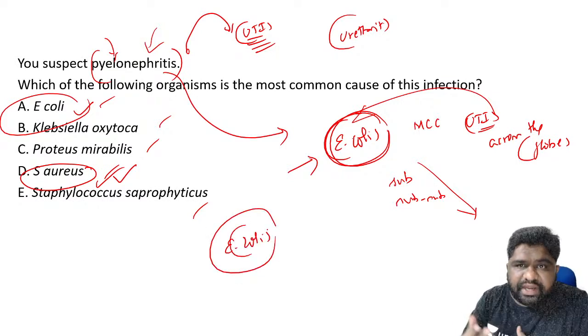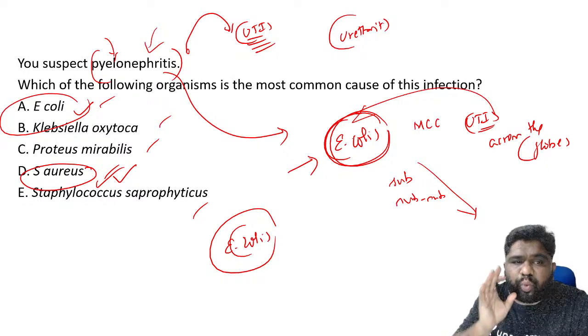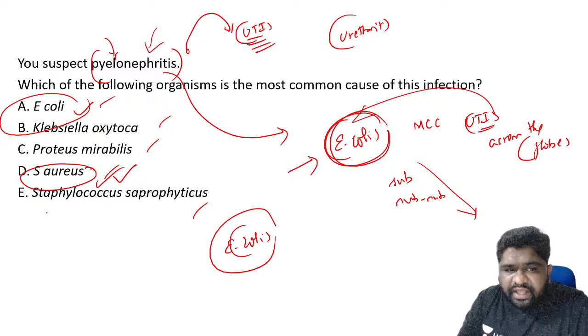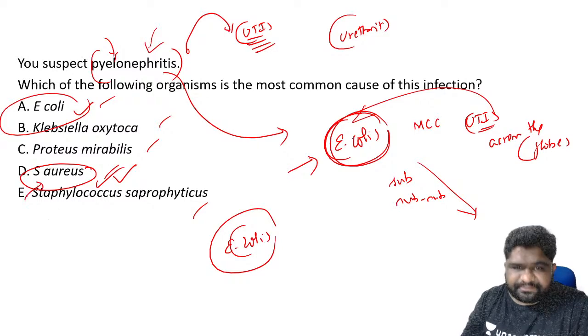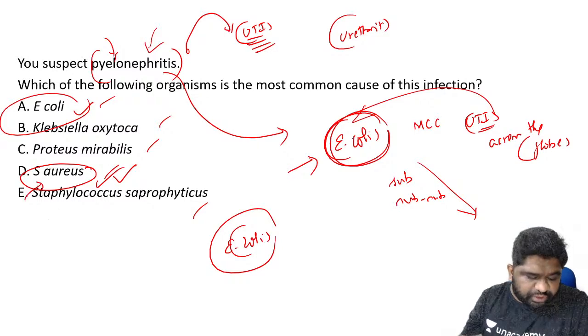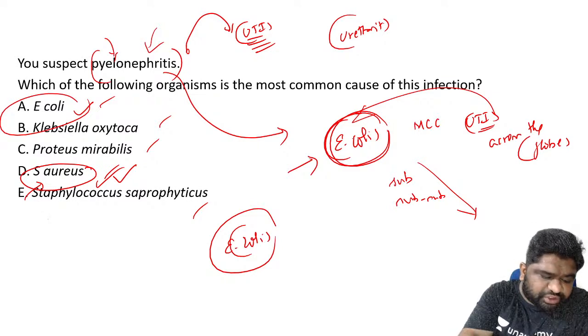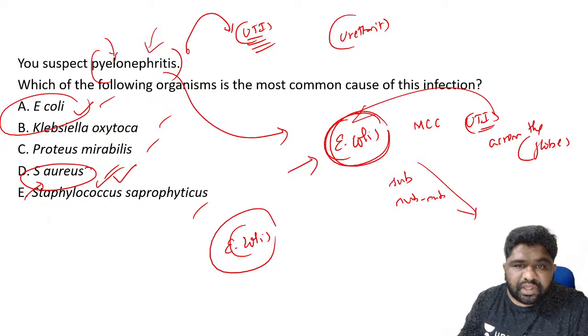We are not looking for a single answer. We are looking for combinatorial answers. So E. coli definitely is the right answer of this question. But tell me, what twist in the question can make me choose Staphylococcus aureus? Anybody?